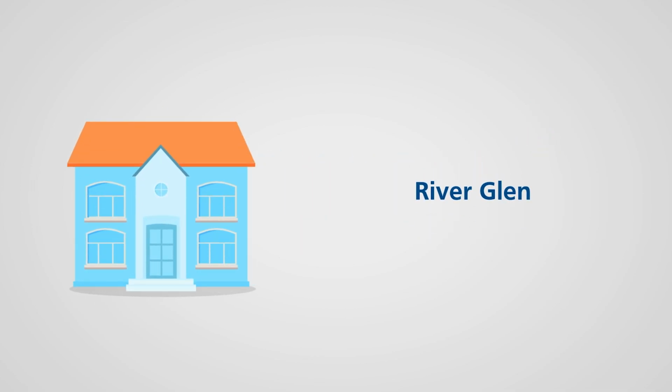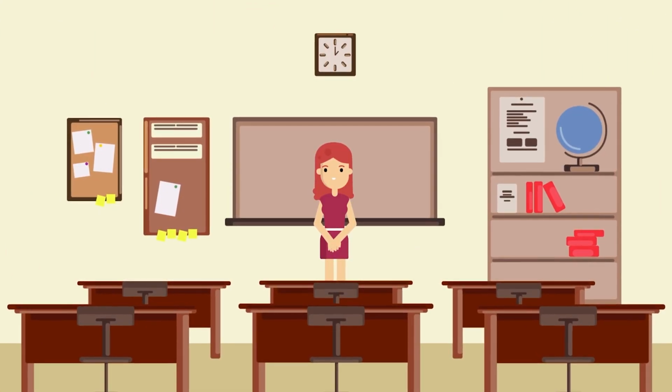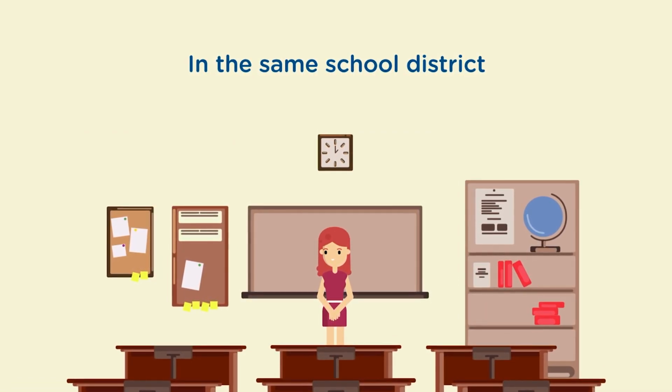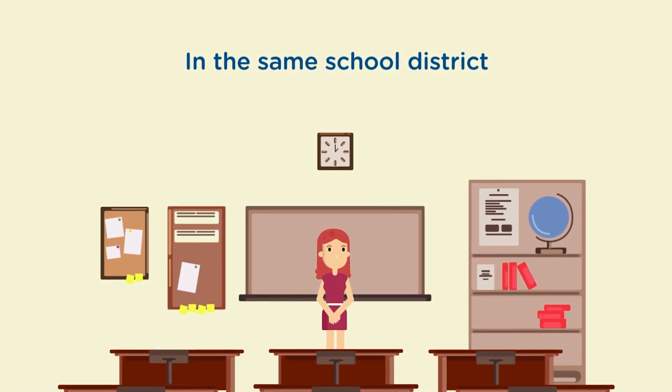Across the river from Oak Knoll Valley is the community of River Glen, which is similar to our community as it is primarily residential. We are in the same school district, and the high school which Oak Knoll students attend is in River Glen. It would make sense that we would be included in the same legislative and congressional districts.